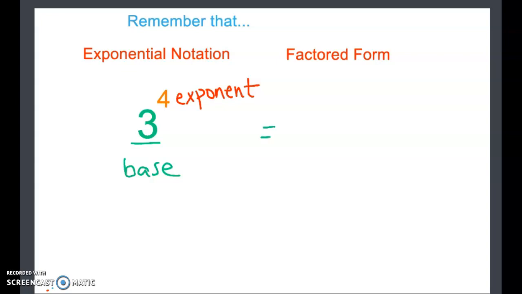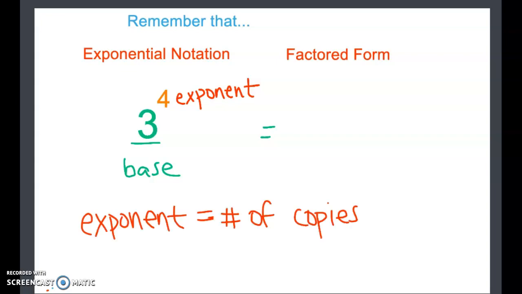Exponential form is a shorthand version of how to write a larger number. And the thing that you want to remember is that your exponent represents the number of copies that you have of your base. So in this example, the 4 is the number of copies. We're going to have 4 copies of 3 being multiplied by each other.